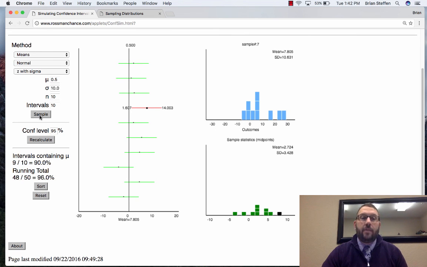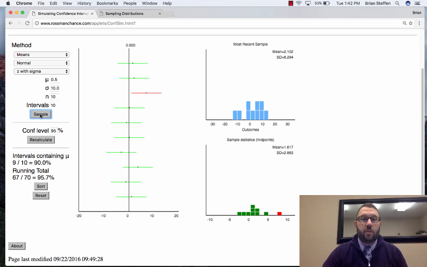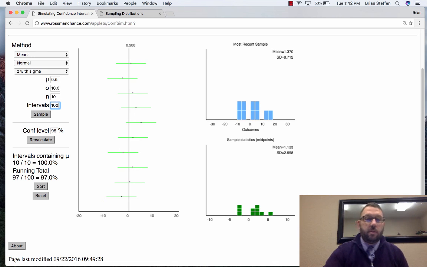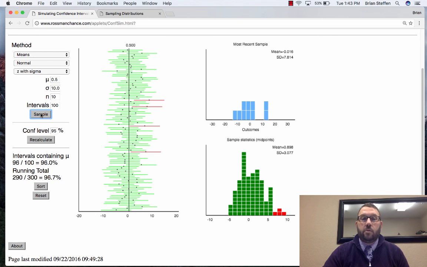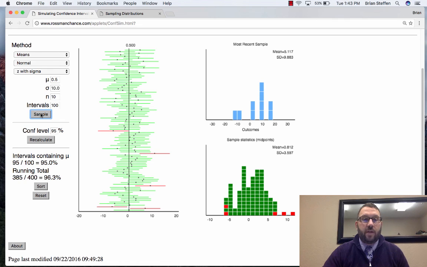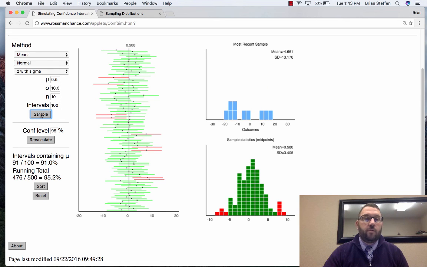We have to rely that we're using proper methodology. I keep doing this. If I were to do this 100 times, let me do 100. Look at that. There's 100 of them. 1, 2, 3 are red. So we would expect on average about 95% of them to be green. In this case, it was 97. Do it again. There's 4. There's 5 that time. Ooh, 9 that time. So if we did this tens of thousands of times, 95% of these intervals would contain the true mean.